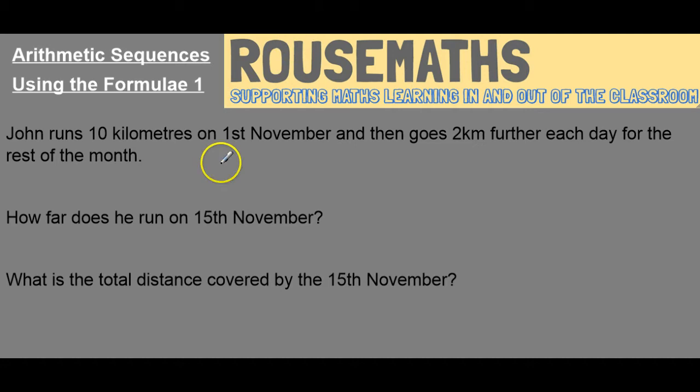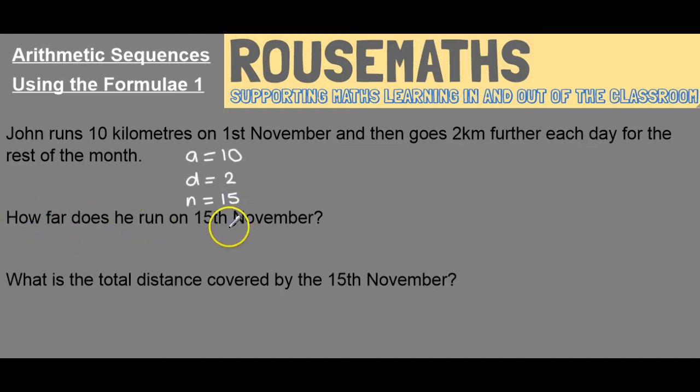The difference between these two questions is subtle but involves using a different formula. What's most important for any question you've spotted as an arithmetic sequence question, normally given away by the fact it'll be on C1, is you need to know your first term, your difference, and a number of terms. So the first term is 10 because on the first day he runs 10 kilometres. The difference is 2 because he runs a further 2 kilometres each day, and in this case we're looking at what happens on the 15th day.